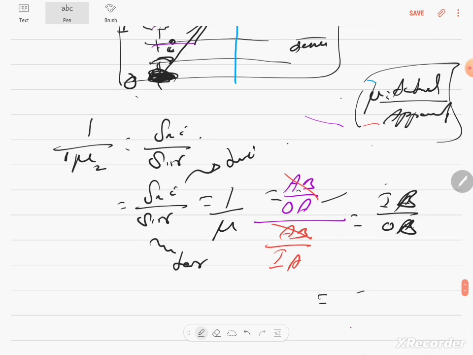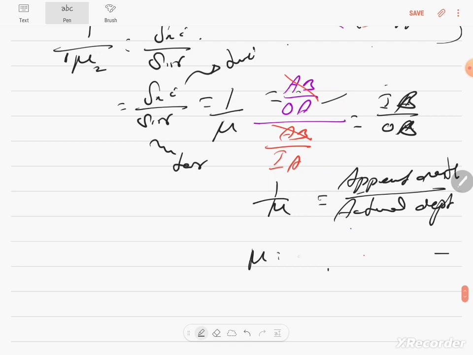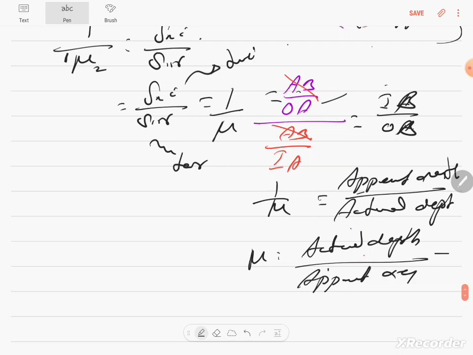So IB is the apparent depth. OB is the actual depth, correct? So this is 1 by mu. Therefore mu itself is actual depth by apparent depth. Did you understand how I got this? Very, very important derivation. If you know this derivation, then you can do this sum.